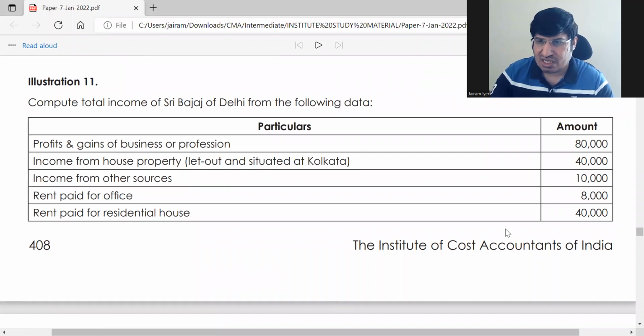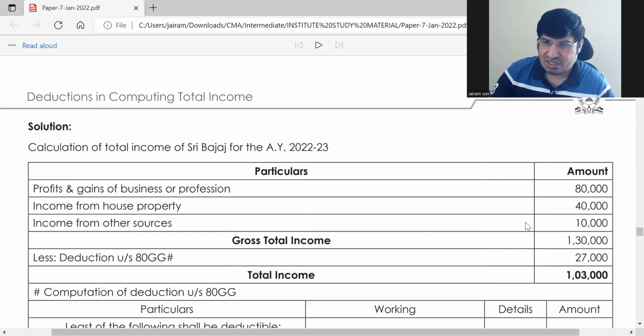What is gross total income? 80,000 plus 40,000 plus 10,000, that is 1,30,000. So gross total income is 1,30,000. Just add all three and you will get this. Next, the deduction is under section 80GG, that we have to compute now. So let us compute the deduction.